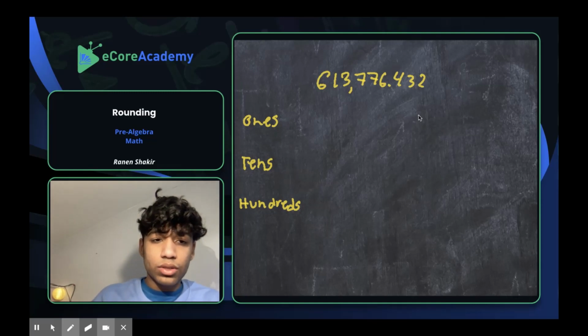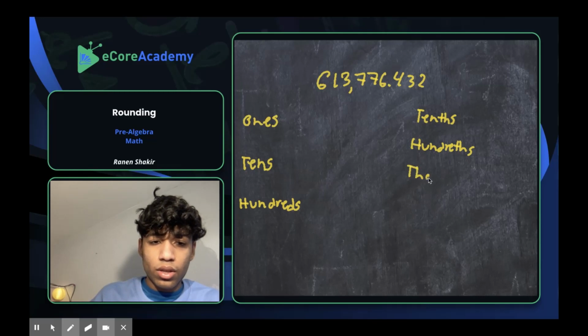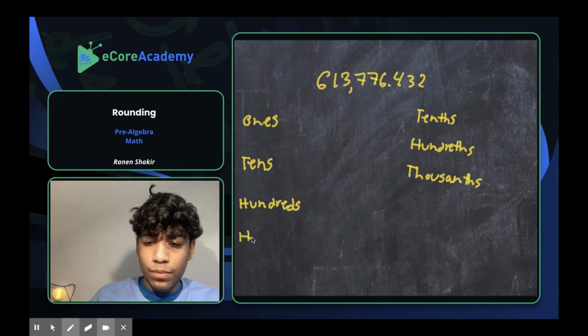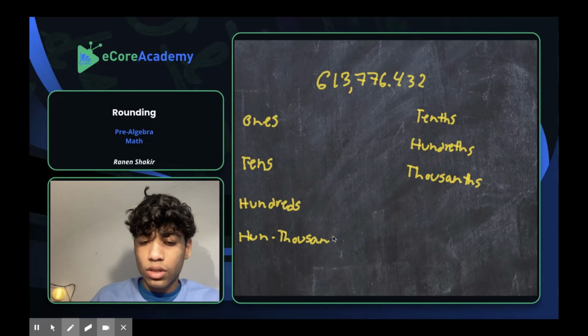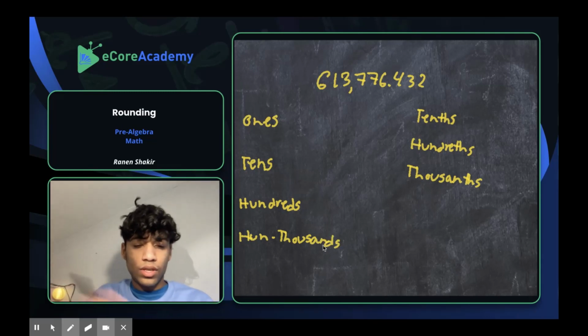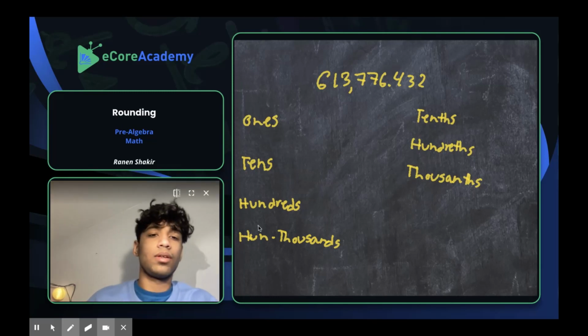And then let's round it to the tenths, the hundredths, and the thousandths. And let's also round it to the 100,000s. All right. So take a second, pause it, try to solve all 7 of these, and we'll come back and figure them out together. All right. This is 100,000s, by the way.